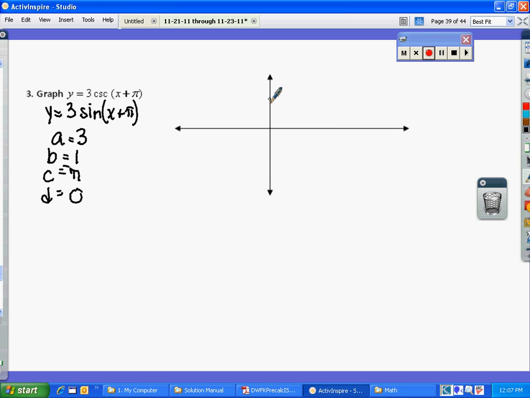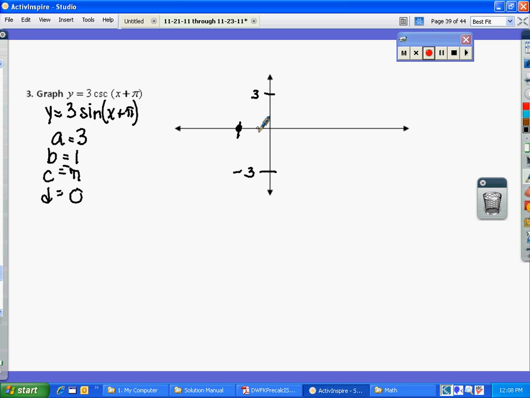My amplitude is 3, which means I go up 3 and I go down 3. So you do need to label those points 3 and negative 3. This is a sine graph, but it has a shift to the left pi. So instead of starting at 0, 0, I'm going to start over here at negative pi. So my graph is going to start right there. Okay.